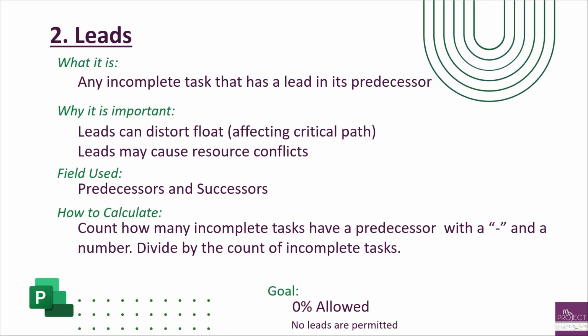So a recap on leads, we want to look at the predecessor and successor fields for any negative relationship to another task. And you're going to count how many those are and divide it against your incomplete task total, and you want to get your percentage down to 0. Work towards it. It may be high at first, but as long as you work through it and slowly eliminate them, you're going in the right direction.